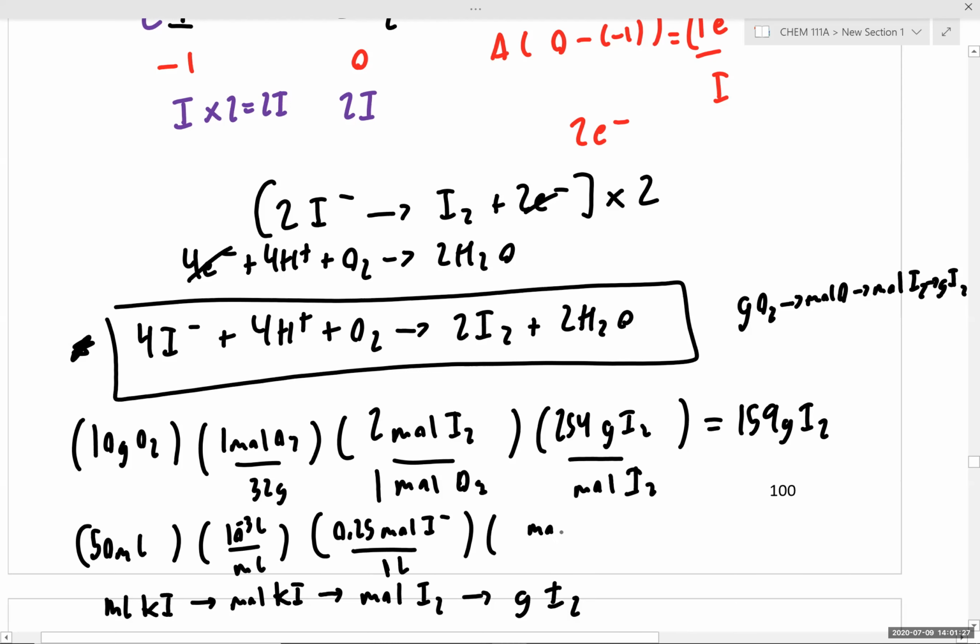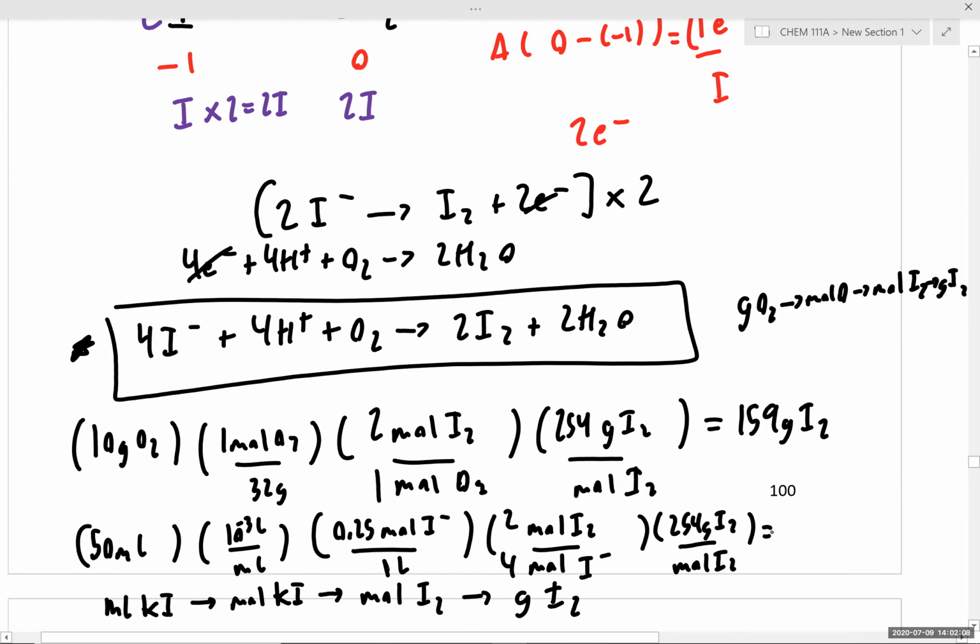And my question to all of you is, how many moles of iodine do we generate in this reaction per mole of iodide? What is our mole to mole ratio? Two to 4, exactly right. Okay, and then we know that we have 254 grams of iodine per mole of iodine.